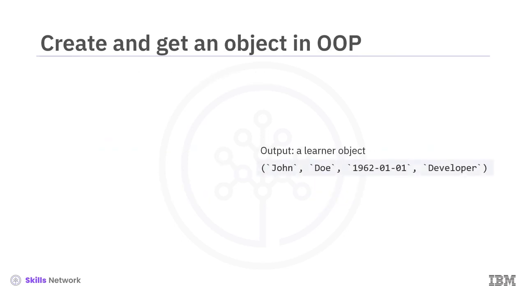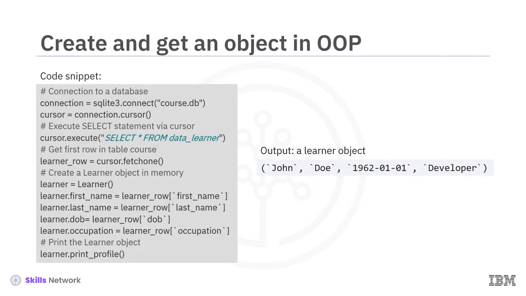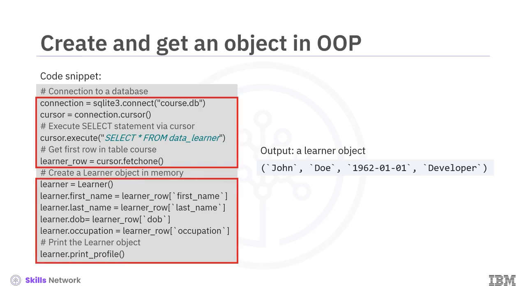Let us create a learner object from a database using both SQL and OOP paradigms. First, we execute a SQL select statement and get the first learner row. To load the data into the learner object, we create an object by calling its default constructor. Then we update the object with attribute values queried from cursor. We need to manually map each column to each class primitive attribute. This can become complicated if we have complex data relationships. Finally, we call the print profile method to print the object.